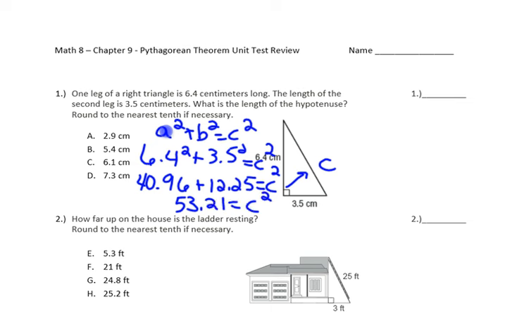Well, 53.21 is not a perfect square. So now in order to cancel the squaring, we have to take the square root. And when you do that, you get c is about 7.3, which is choice D.